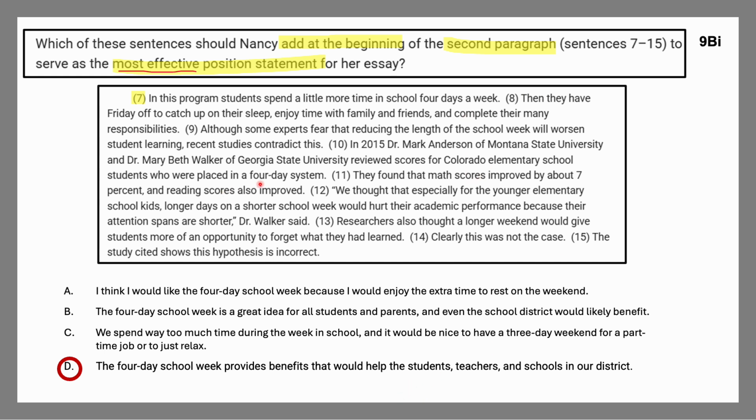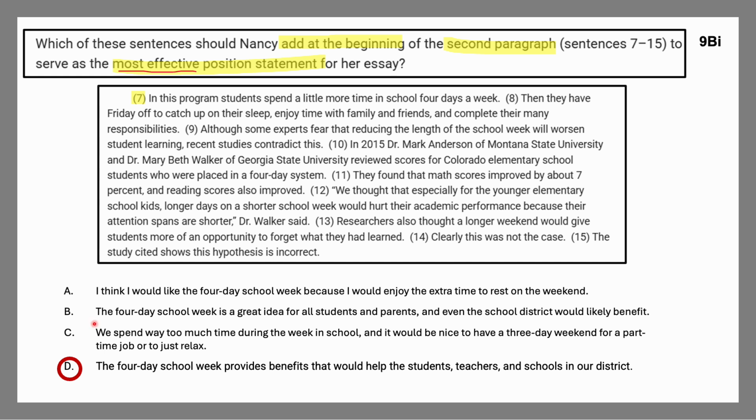So we have students, they have more time to catch up on sleep, spend time with family, complete their many responsibilities. For teachers, we see improved scores, like 7%, reading scores improved, that their academic performance is gaining. So all of that's for teachers and schools in our district. I want to make sure we hit all of those. Yeah. So all of them are benefiting. So this is true. We do see those examples in the overall text. Let's take a look at these other answer choices though, just to make sure that I am not mistaken.